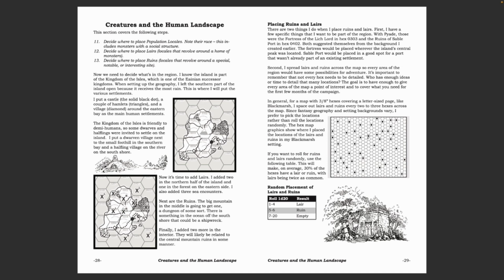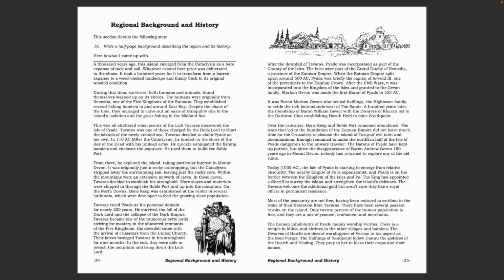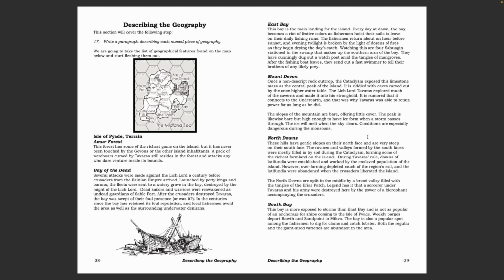They don't have to trek 4 days to get somewhere, because these hexes are only 3 miles across. And then some of these hexes are empty. There's nothing there in particular. That doesn't mean there's no encounters. It just means there is no lair or no ruin. And then you're placing settlements and your locales. And then you get into the regional background and history. And then there's the short descriptions of geography.